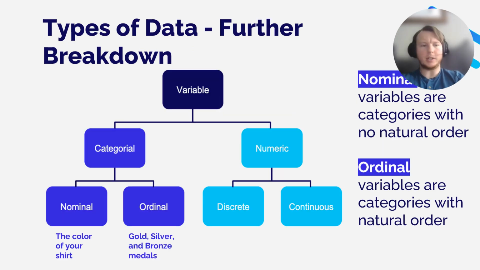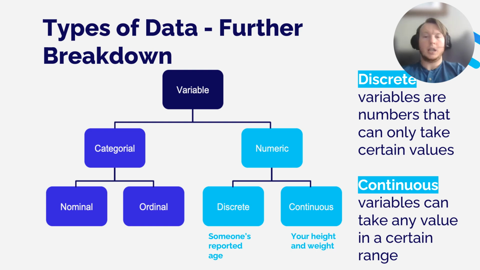Here we further break down qualitative data into nominal variables, which are categories with no natural order, or ordinal variables, which are categories with a natural order. So for example, a nominal variable might be the color of your shirt. On the other hand, an ordinal variable might be gold, silver, and bronze medals, where there is actually a natural order there. And on this side, we do the same with the quantitative side.